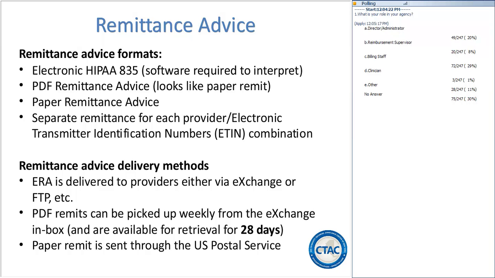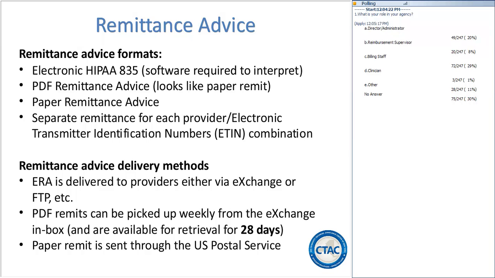The delivery methods. How are we going to return remittance statements to you? You've billed us, and we've created a remittance statement telling you what happened to your claims that processed through the system. One way is through the Electronic Remittance Advice, the ERA, that's delivered to you either through the exchange or something called FTP, which is the File Transfer Protocol method, or core services delivery services. So there are different ways that the electronic remittance advice, the 835s, can be returned to you.